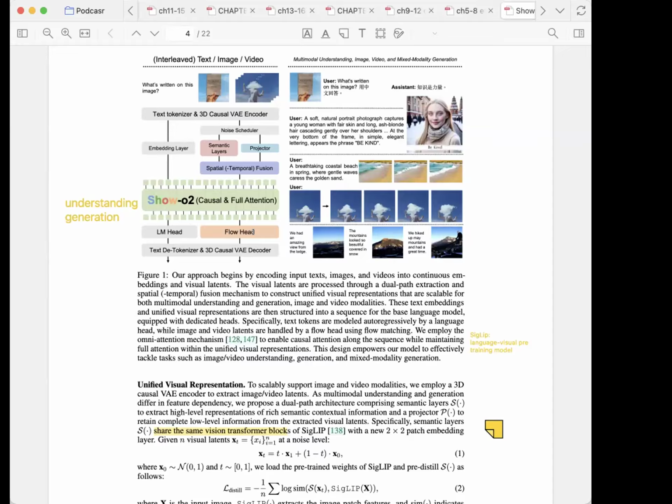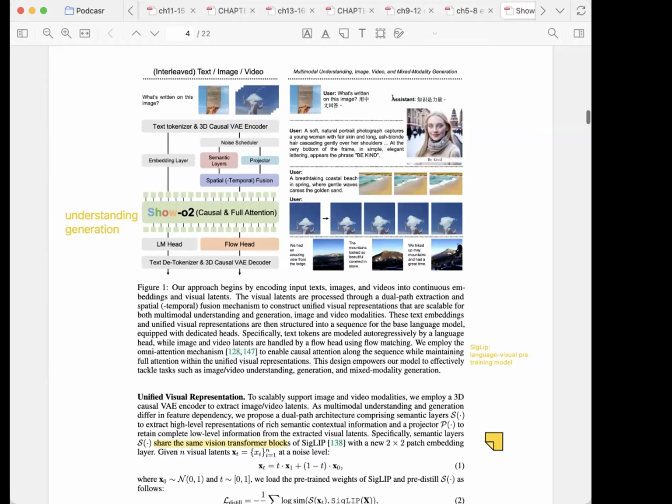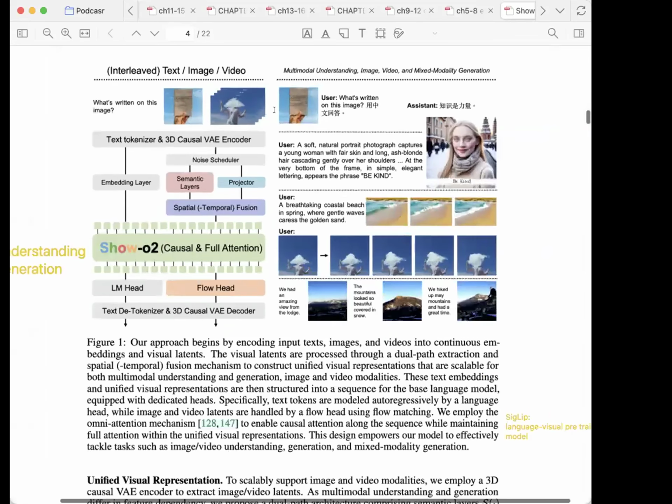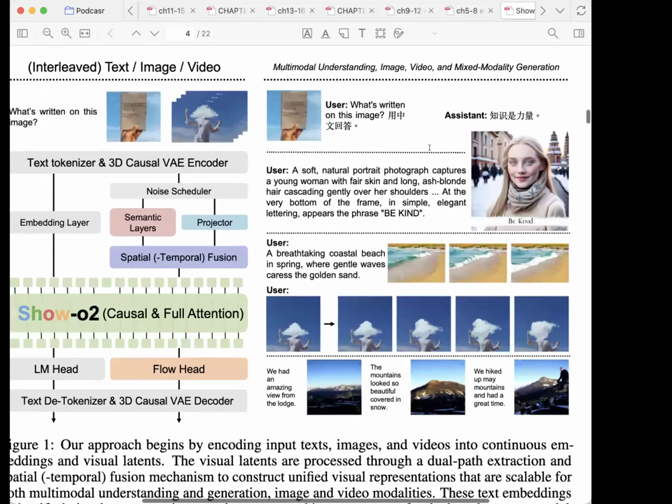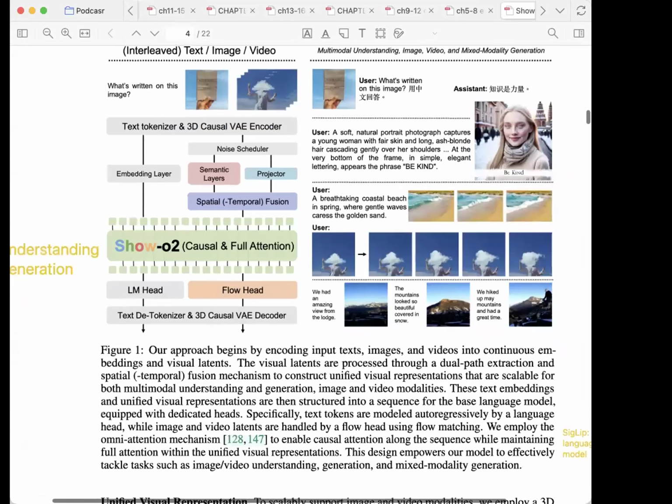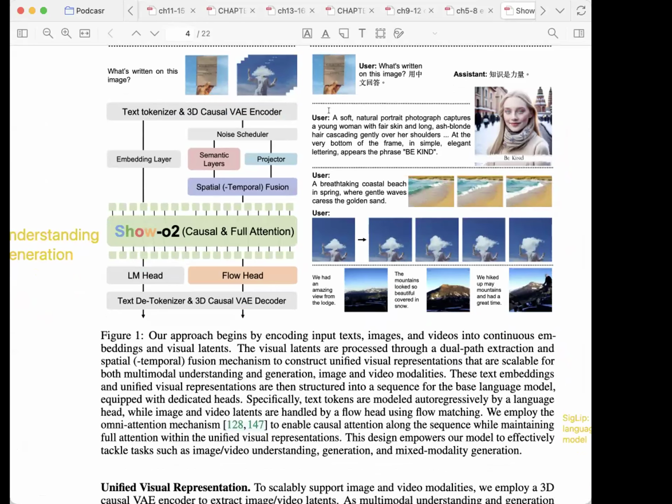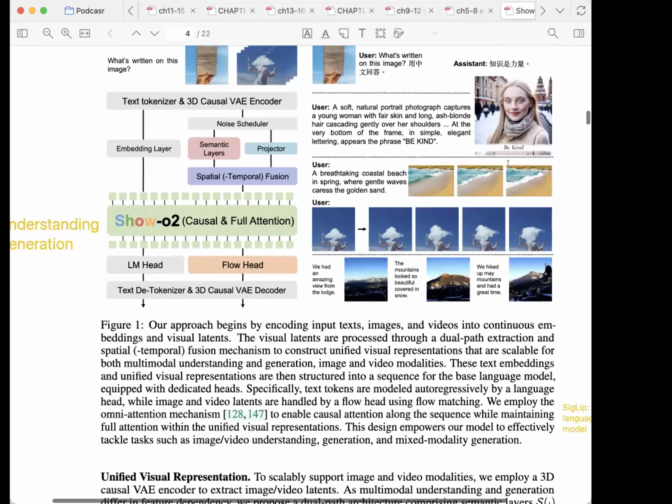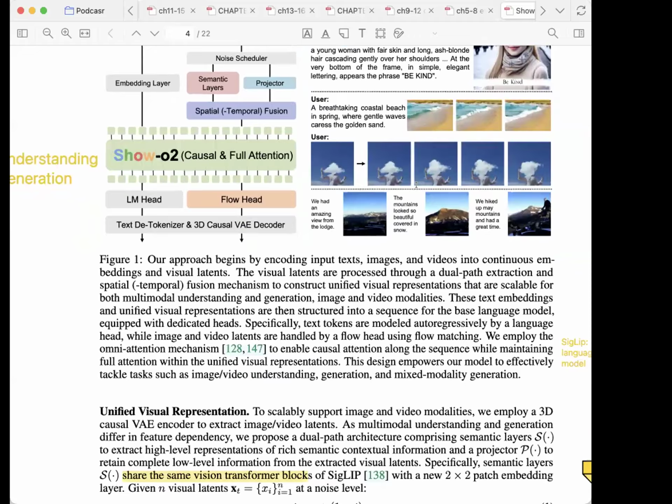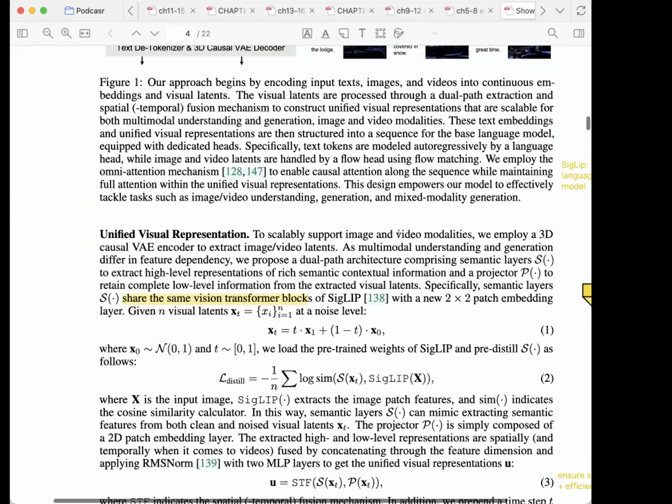And the final step is a text detokenizer and the 3D causal VAE decoder. And the right-hand side is an example. For the user who asks what's written on this image, please answer it in Chinese, the system will reply in Chinese, which is the knowledge is a power in English. And here is the image part. The user says to draw a woman and write be kind at the bottom of the picture. And the third part is about text to video.